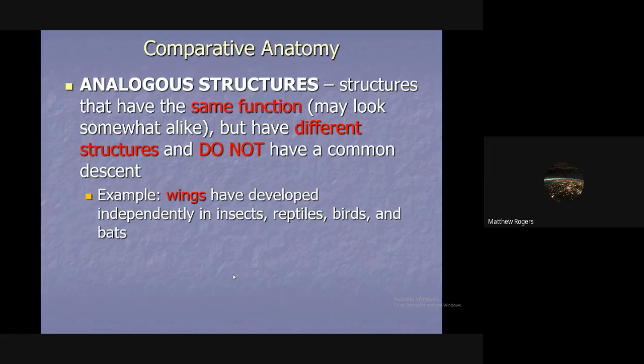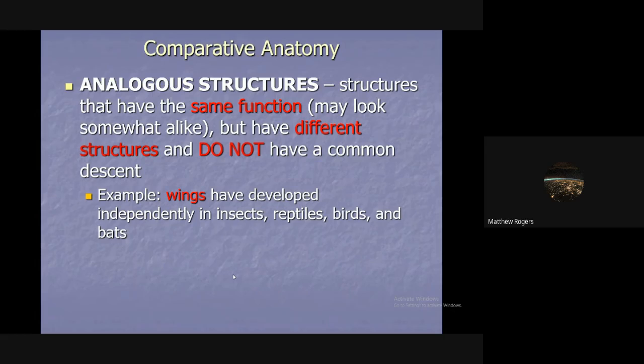One of the most famous ones is wings. Bugs have wings, reptiles have wings, birds have wings, bats have wings. They have developed in all of those separately from each other.